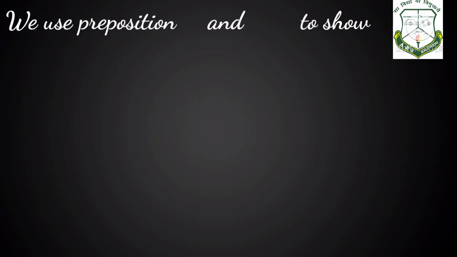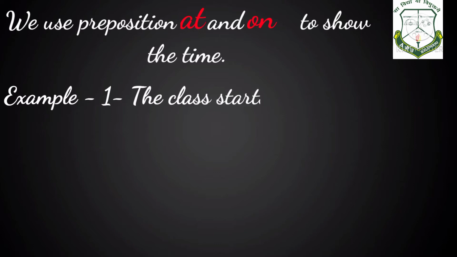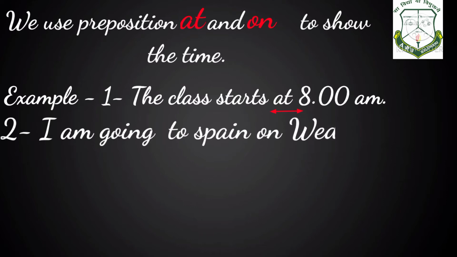Next rule is, we use the prepositions at and on to show the time. For example, the class starts at 8 a.m. Here, the word at tells the time. And the next sentence is, I am going to Spain on Wednesday. Here, again the word on shows the time.